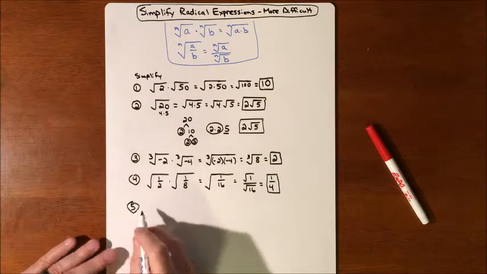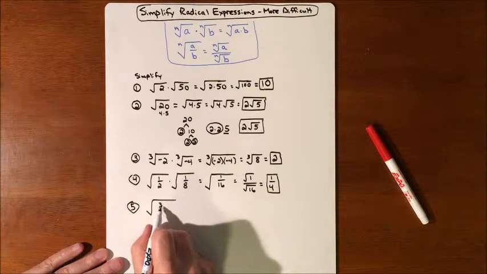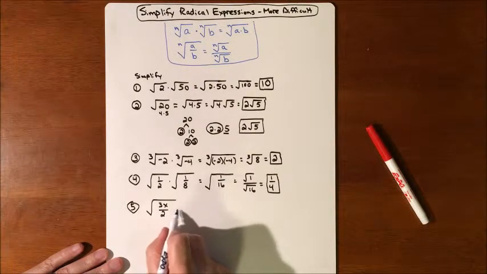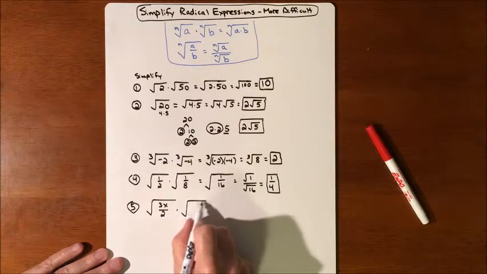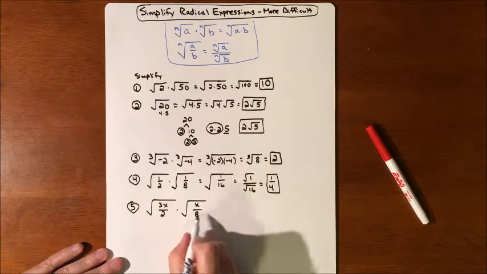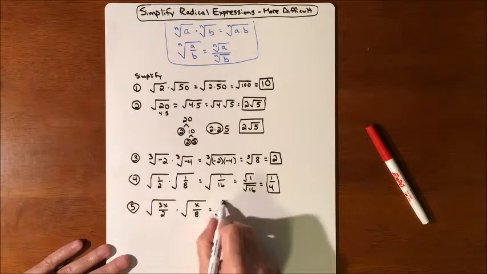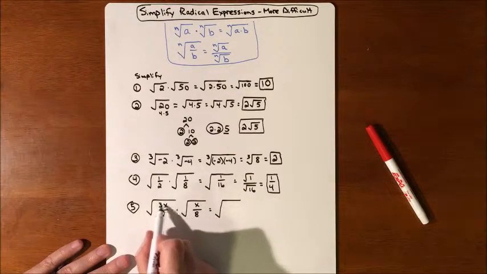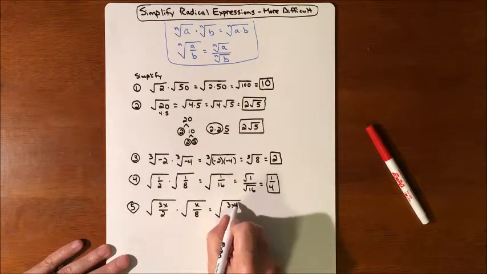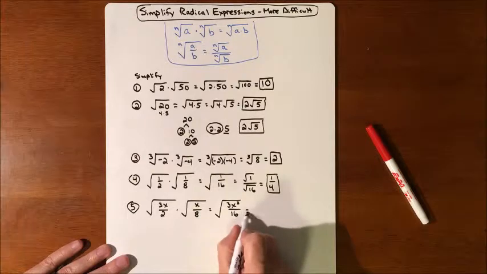Let's do another. So if you have the square root of 3x over 2 times the square root of x over 8, you can combine them together into one big fraction. So 3x, numerator times numerator, is 3x times x, which is 3x squared. 2 times 8 gets us a 16 again.